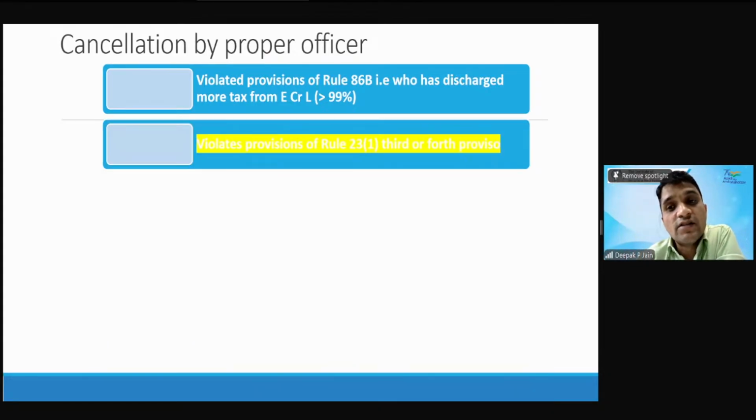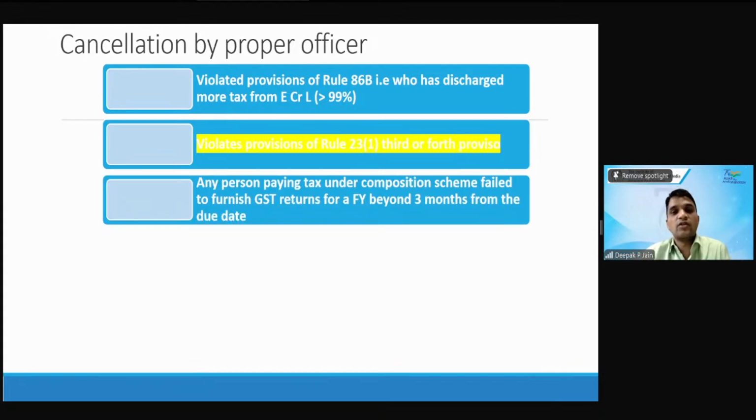You violate the provisions of Rule 23(1), that is third or fourth proviso you are violating. Now, what is this 23(1) proviso? It says that, I'll just tell you what is this 23rd proviso that we have discussed in the past. Then any person paying tax under composition scheme and failed to furnish returns for a period of 3 months. So if you have filed your returns regularly, fine.